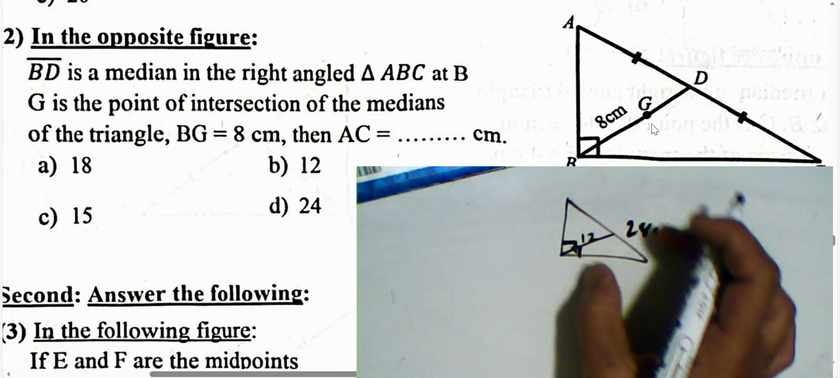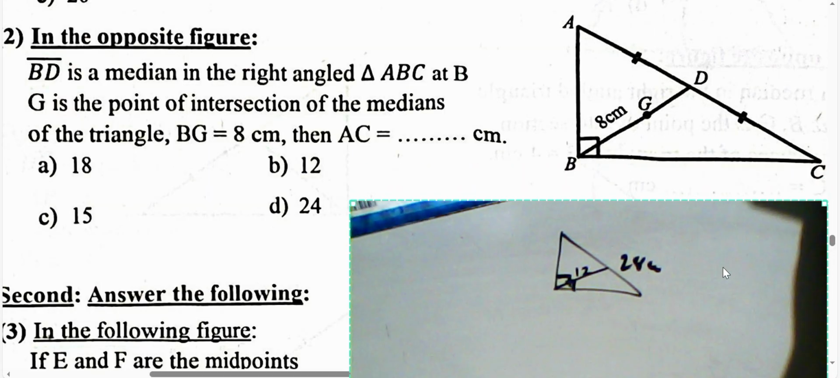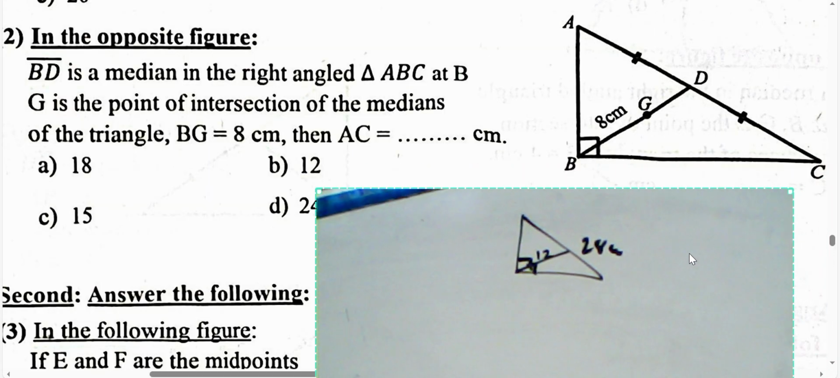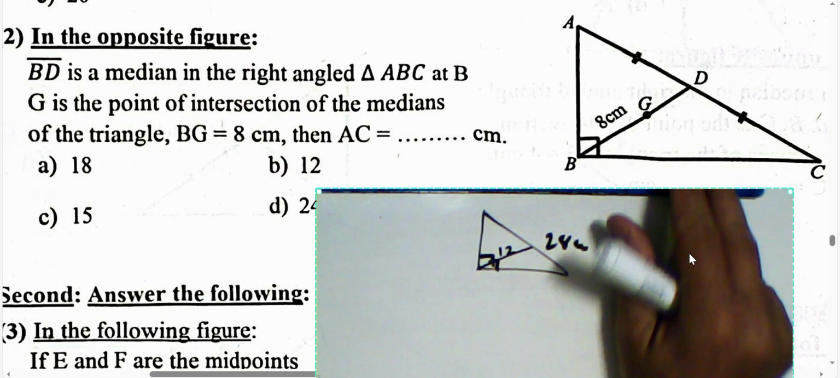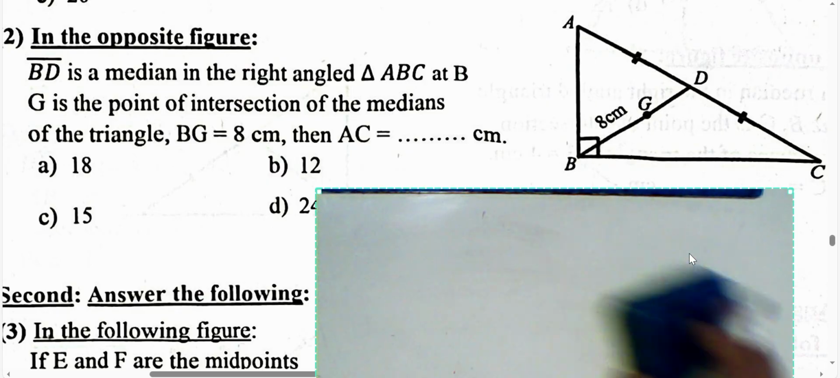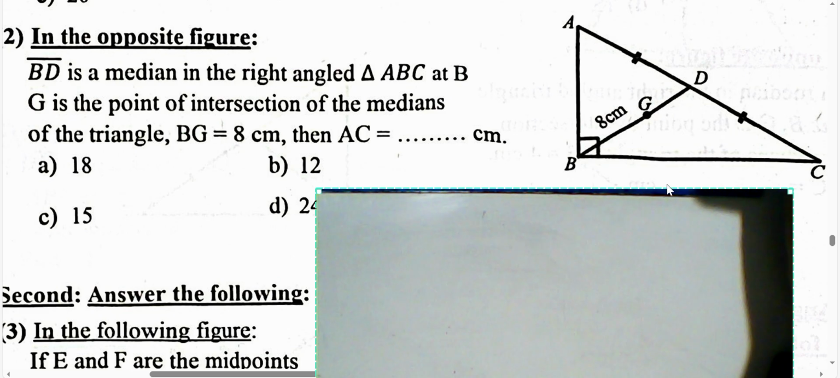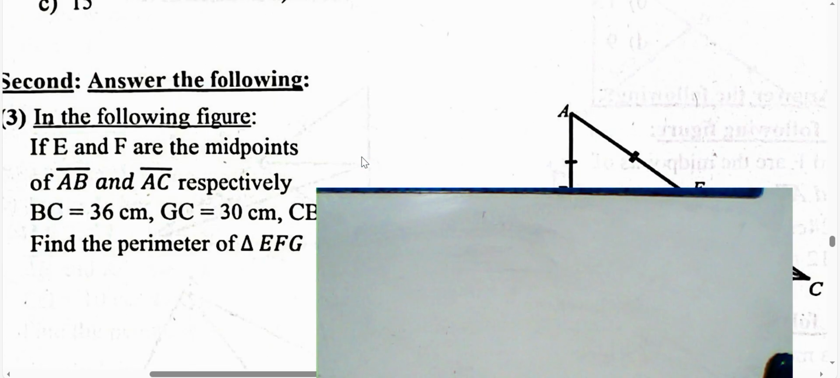Then the hypotenuse, this side here, AC, what do we call it? Hypotenuse. The hypotenuse will be twice the median because we have a right angle triangle. Then AC is twice BD. BD was 12. 12 times 2 is 24. Next question.